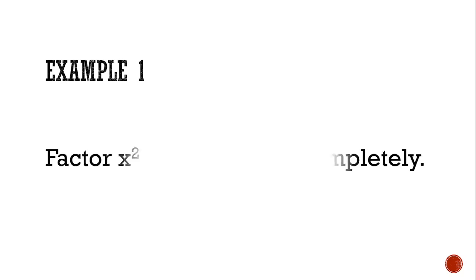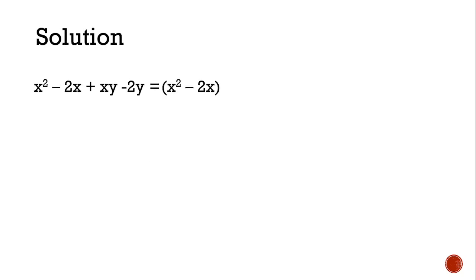For example, factor x squared minus 2x plus xy minus 2y completely. And here is our solution. X squared minus 2x plus xy minus 2y is equal to open parenthesis x squared minus 2x close parenthesis plus open parenthesis xy minus 2y close parenthesis. So, ang ginawa natin, we group the terms.